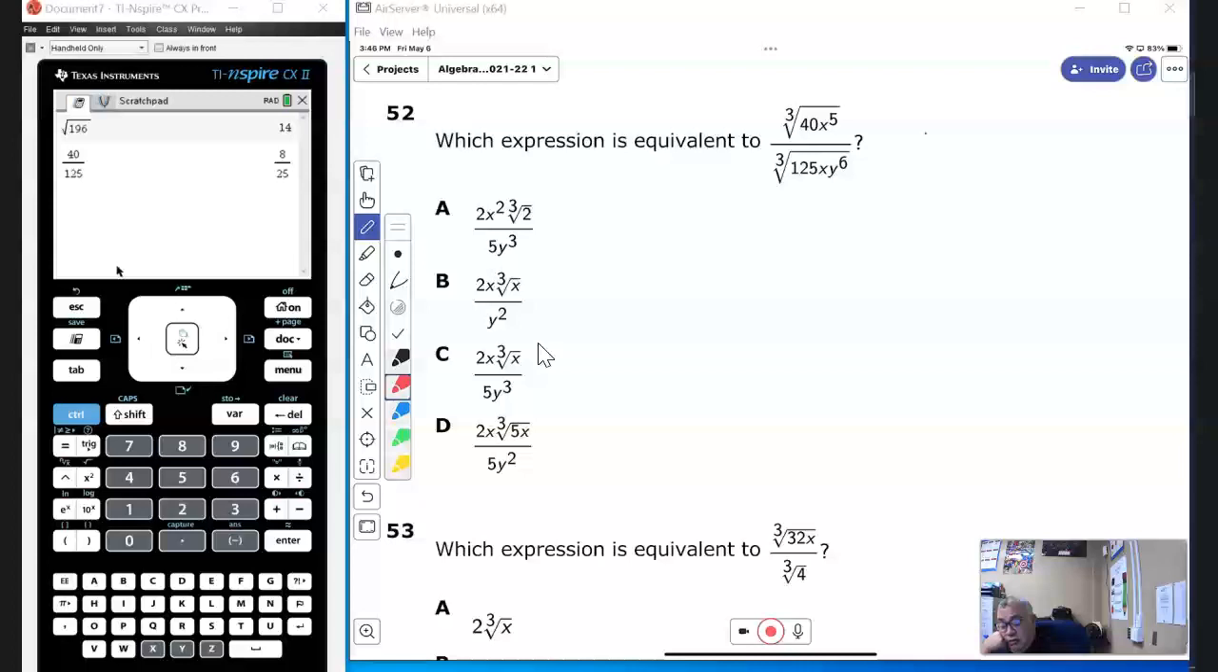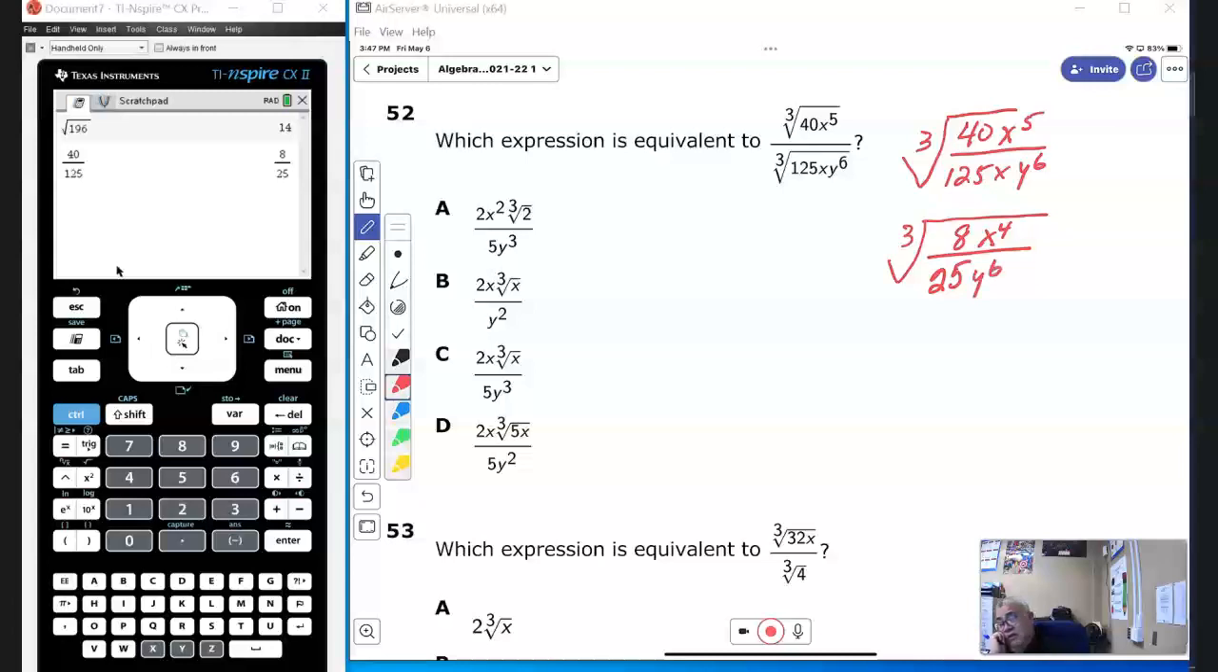52. We want to simplify this, and now that we have the index of 3, we're looking for the third root. So I have 40 x to the 5th divided by 125 x, and then we have y to the 6th. So I'm going to simplify. I know that 40 over 125 simplifies to 8 over 25. And I know that x to the 5th divided by x gives you x to the 4th. And I know that y to the 6th stays in the denominator.